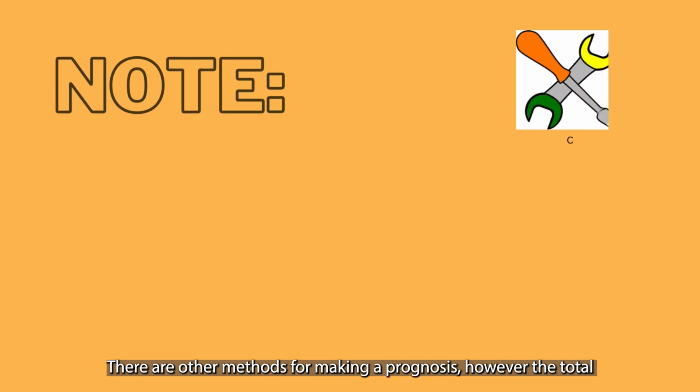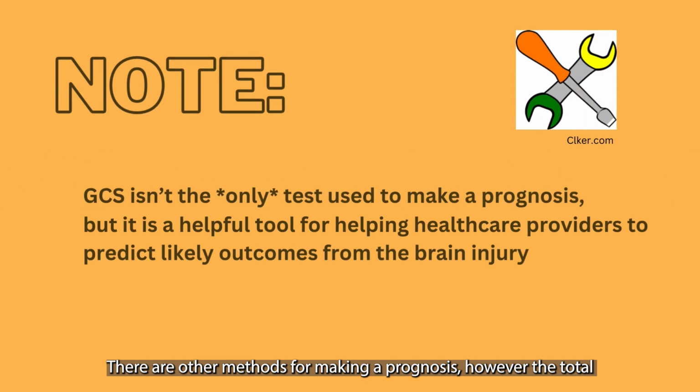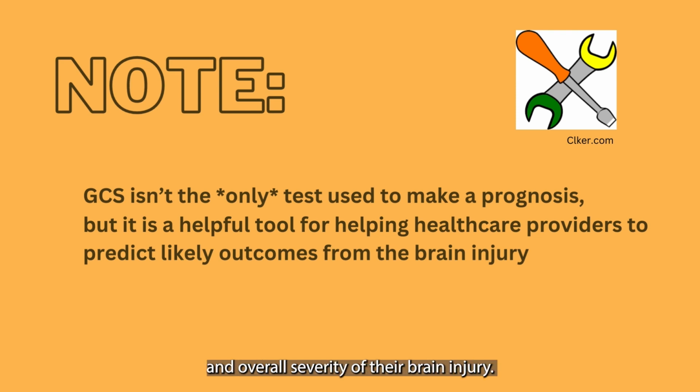There are other methods for making a prognosis. However, the total Glasgow Coma score can provide an extremely beneficial tool for experts to reliably measure a patient's level of consciousness and overall severity of their brain injury.